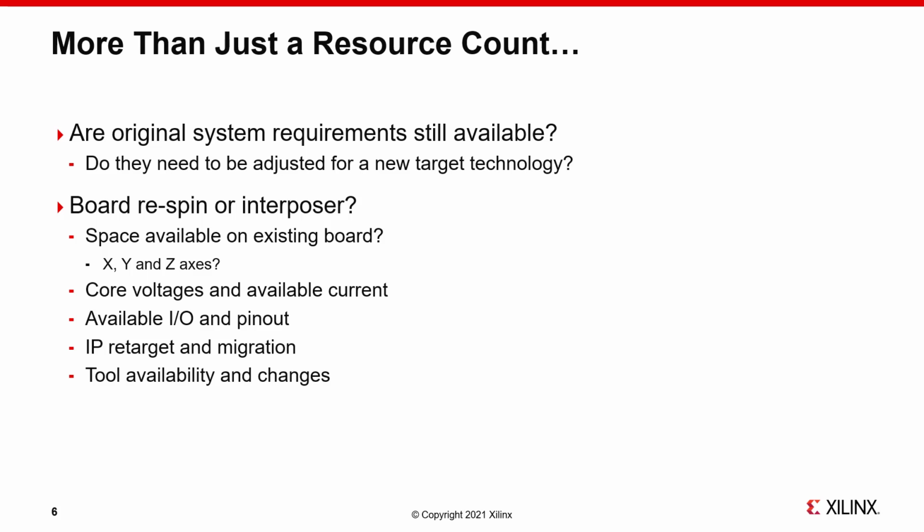Available I/O and pinout on the existing board force compensation of wire length matching within the interposer. Does every IP retarget, or are there required integration paths for those that don't? Are all the tools and software needed available, and what other changes required due to selecting an interposer path need to be considered?